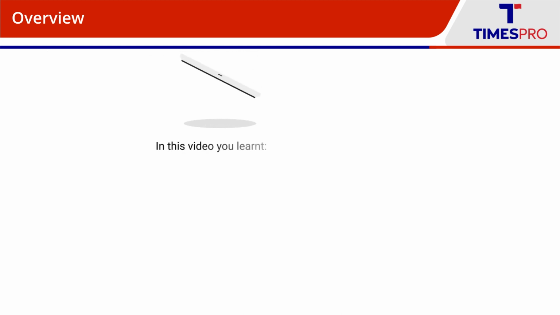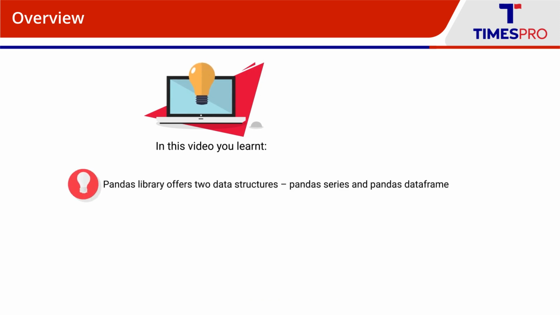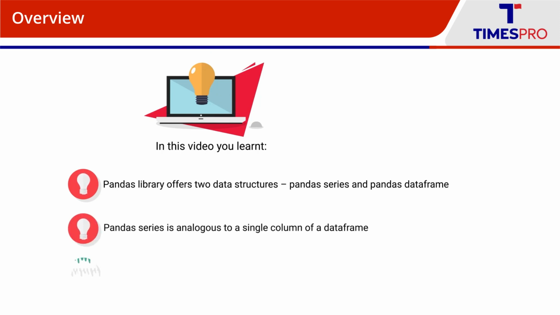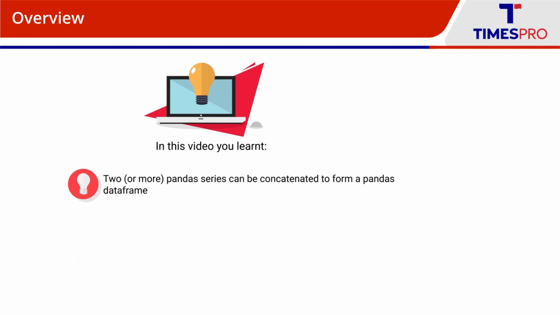So the key takeaways from this video are: Pandas library offers two important data structures, Pandas series and Pandas data frame. Pandas series is analogous to a single column of a data frame. Pandas series can be created either using a list, tuple, or a dictionary. Two Pandas series can be concatenated on axis 1 to form a data frame.